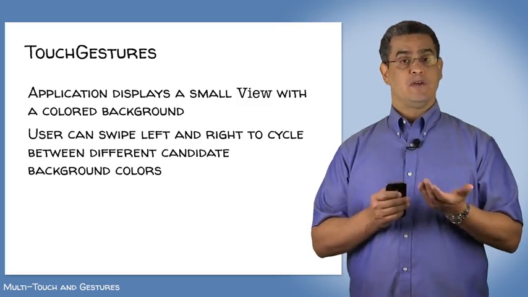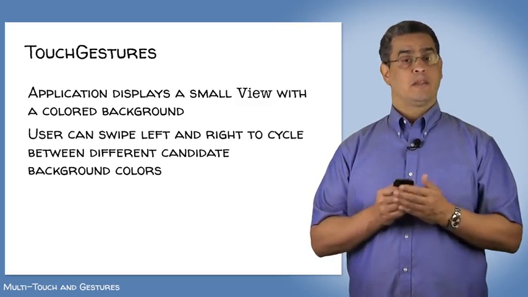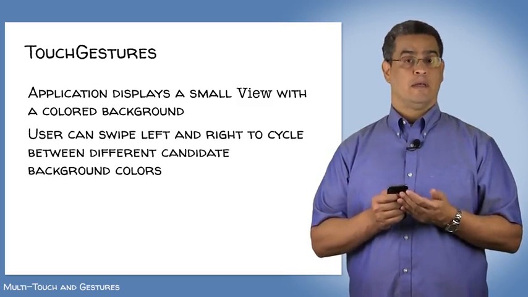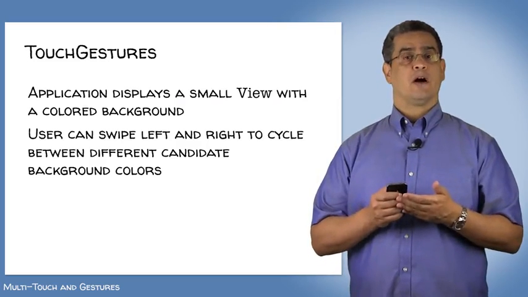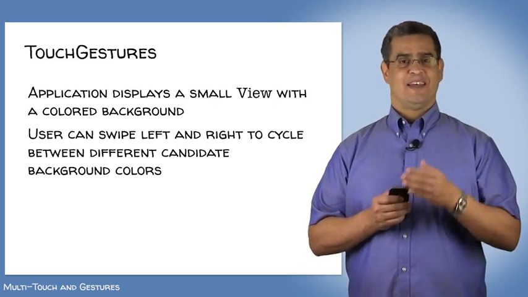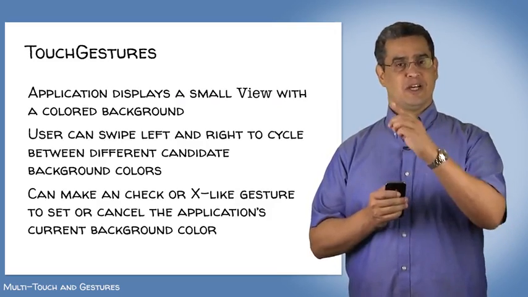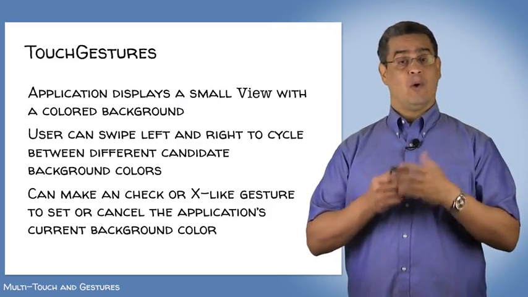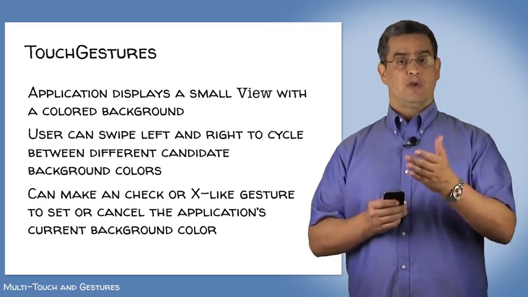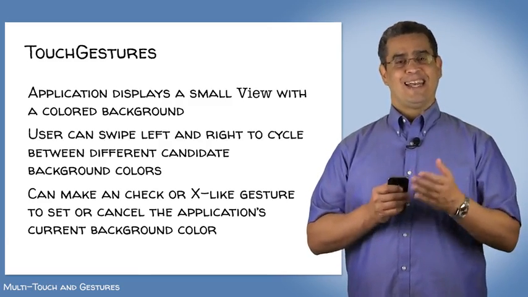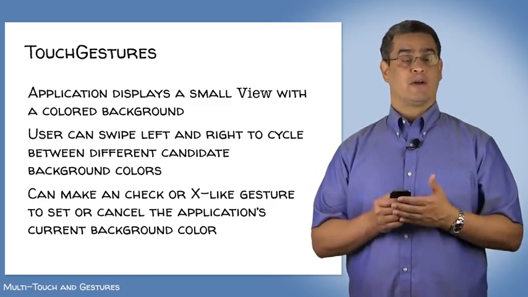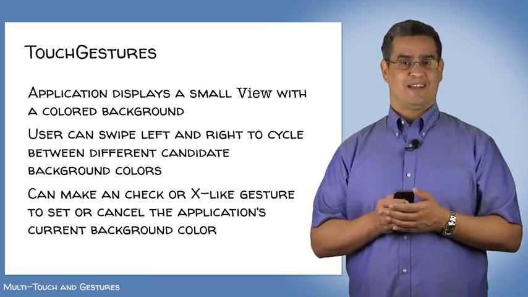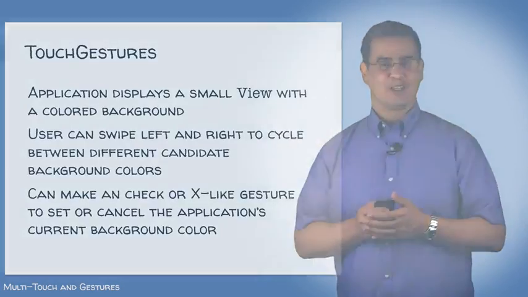For example, if the user performs the next gesture, the background color will cycle forward. If the user performs the previous gesture, the background color cycles back. If the user performs the yes gesture, the application sets the whole application's background to the current color. And if the user performs the no gesture, the application's background color is reset to gray. Let's see the running application.